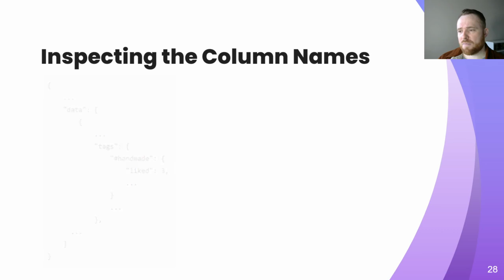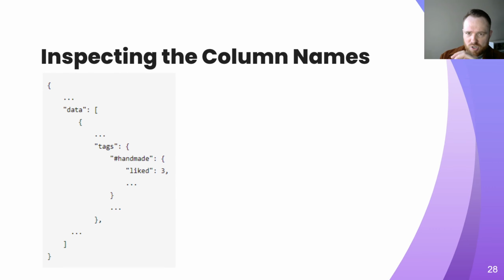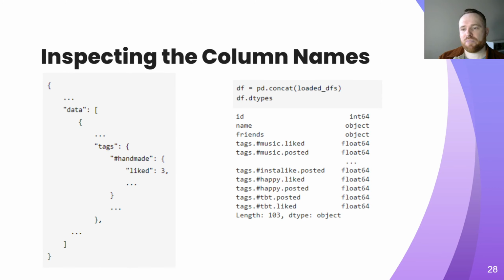So let's inspect the column names. If you remember our JSON structure, which I've represented over here, we had this data key, and then that had an array or a list, and within that we had a number of tags. So we had a very nested structure going on here. If we have a look at the data types in my resulting data frame, you see that we have this format of tags.hashtag_music.liked, tags.happy.liked. So it has flattened out that nested structure and it's representing that in the names of the columns that we have.